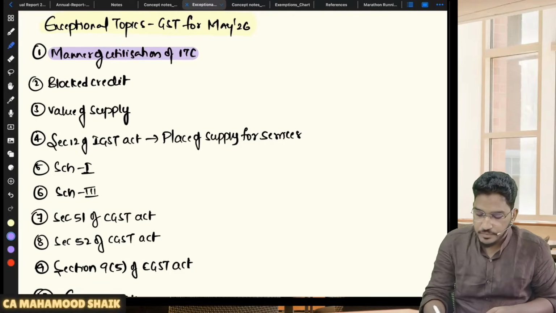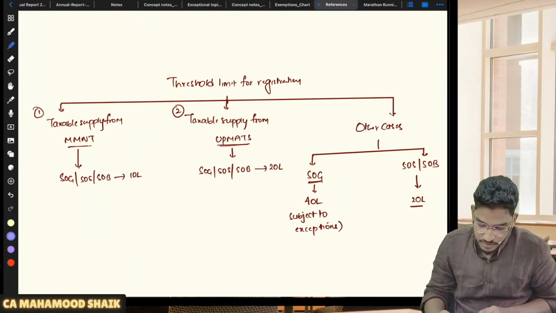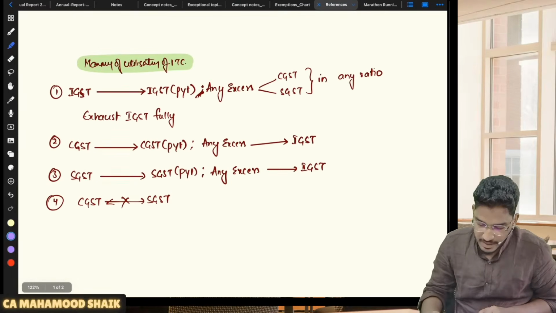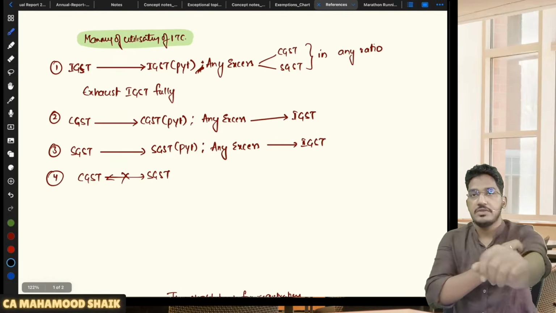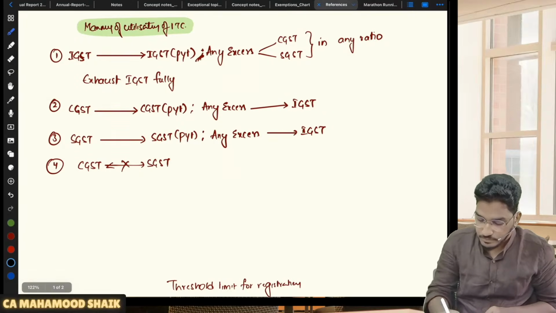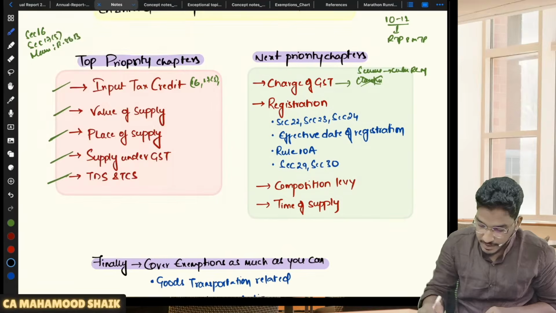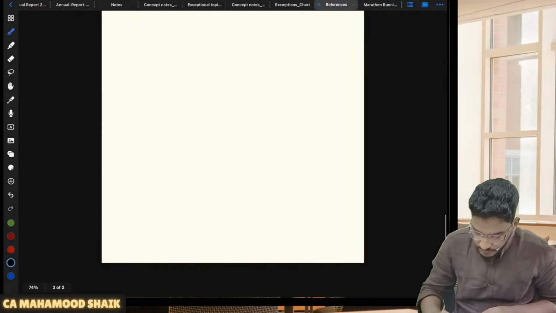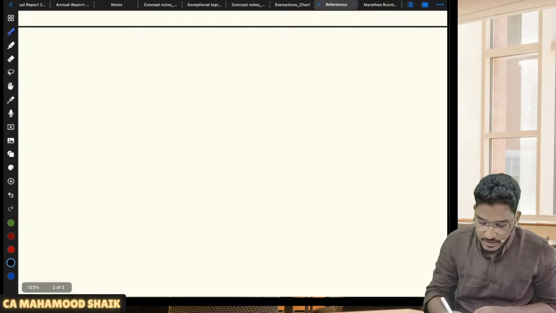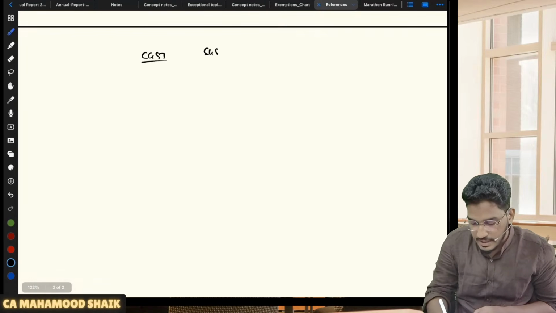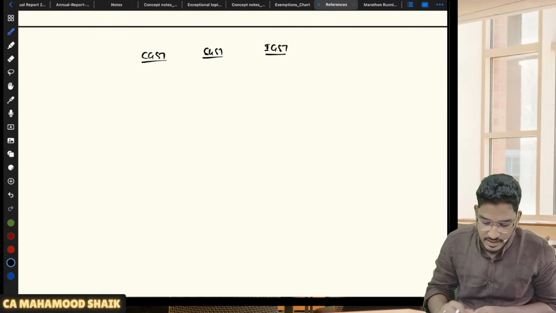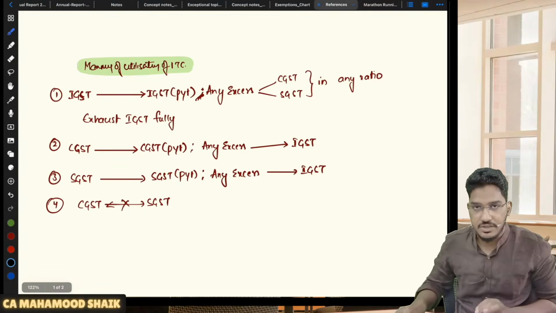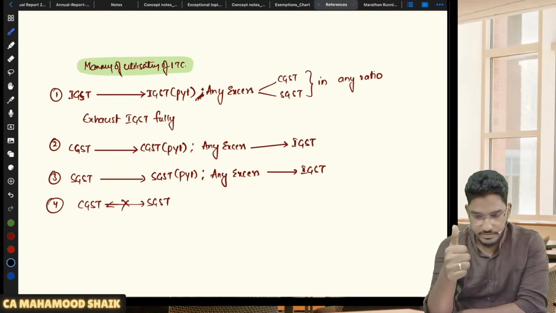Let us have a look at it. What is the manner of utilization of input tax credit? I have this listed down here. Just follow this format when you are answering the question. Always try to keep the headings CGST, SGST, IGST, like that. Columnar headings should be there. You should always start with IGST. First start utilizing the IGST. IGST must be utilized for making payment of IGST.